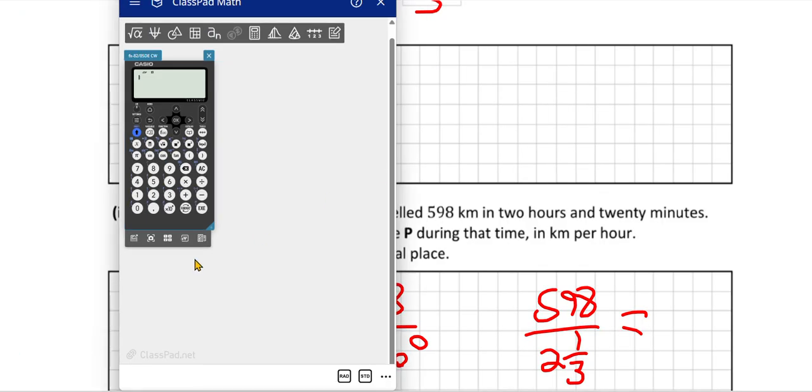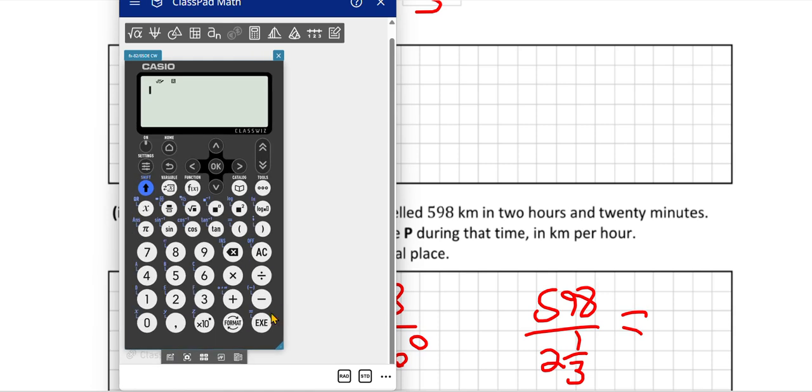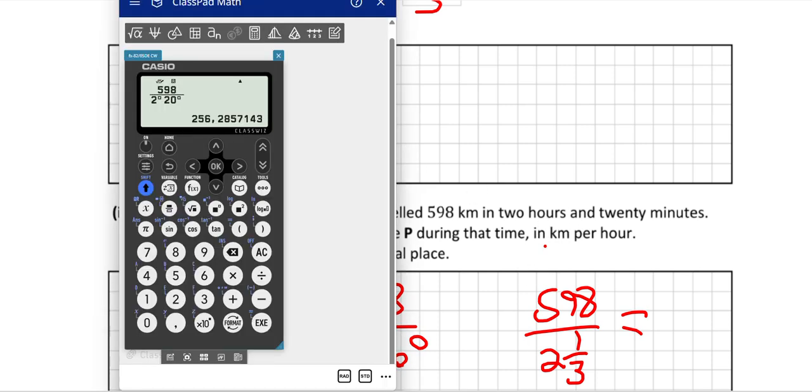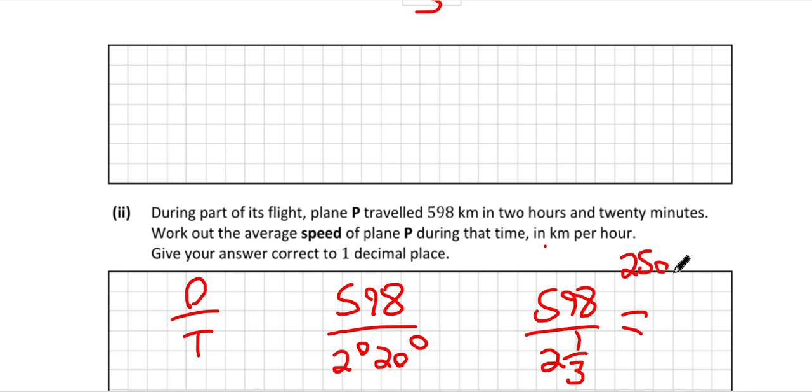Actually, I have to reduce the size of this. Okay, what I'm going to do is we're going to press the following. See this button above the plus? You go 598 divided by 2, shift plus, 2 hours, 20, shift plus, minutes. 2 hours, 20 minutes. And then you press format. Decimal apparently. 256 kilometers an hour, 0.28. So 256.3 kilometers an hour.